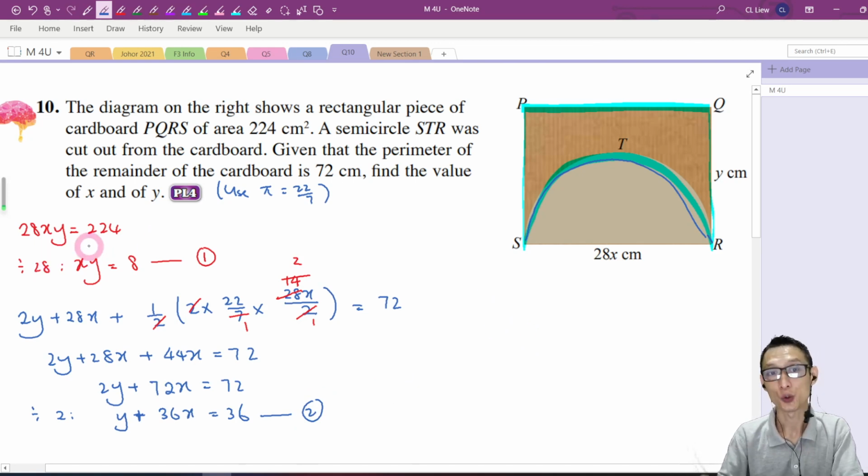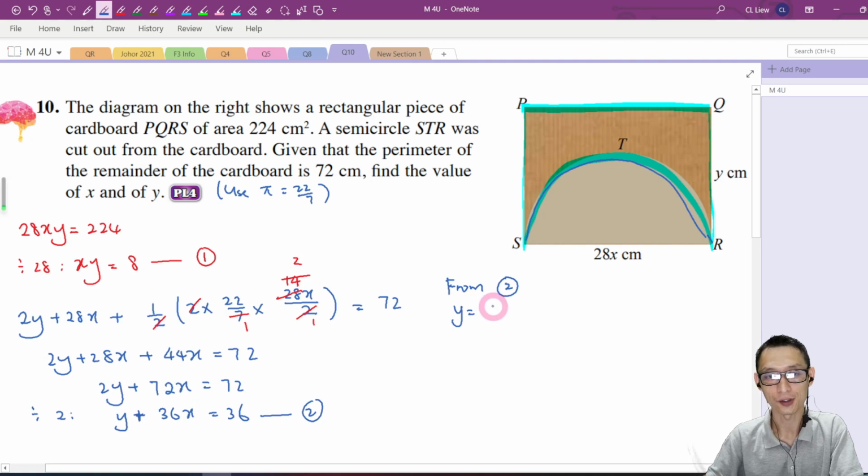Okay, so the next thing, the same. This equation, we have 2 unknown. This equation, we also have 2 unknown. Our purpose is to change the 2 unknown, become 1 unknown. From the second equation, I know that y is equal to 36 minus 36x. Let this one be the third equation.